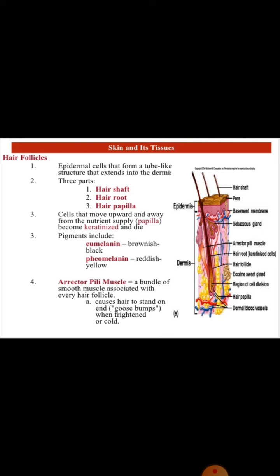So that is the cells that move upward and away from the nutrient supply, become keratinized and die. Our upper cells, the outermost ones, become a bit hard, die, and become keratinized. So they are hard in form. Then pigments include eumelanin, that is brownish black, or pheomelanin, that is reddish yellow.